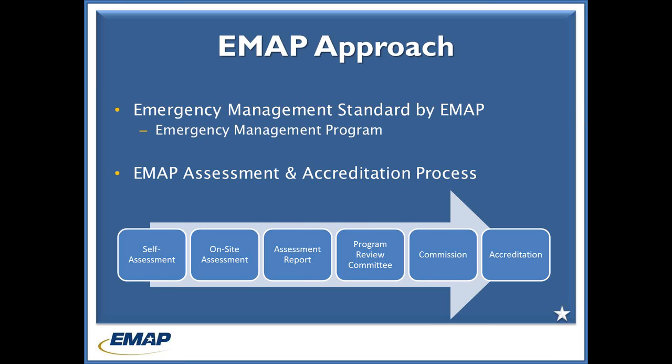The first phase is the self-assessment and documentation. The substance of the self-assessment is using the standard to evaluate whether the program meets each of the 64 standards and identifying documentation the program will offer to show that it meets compliance with each standard. The EMAP program assessment tool will help guide the program self-assessment.